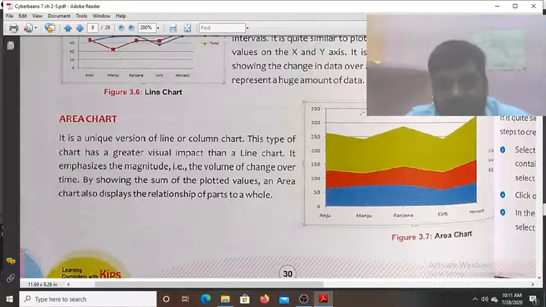Here you can see the sum of the plotted values, that is the sum of the English subject mark and the Hindi subject mark. That is the volume of the change over time. By showing the sum of the plotted values, an area chart displays the relationship of the parts to the whole. So what you are seeing, this volume is more. For Ranjana and for Hemant, you can see its volume is more, rising in this area. So this means this total is more, representing also 300.